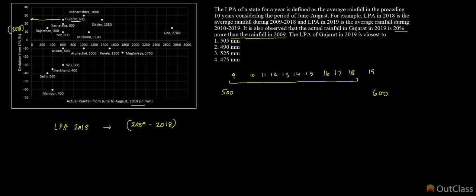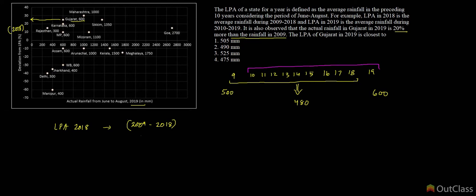Now it is also given that Gujarat's rainfall in 2019 is 25% more than the LPA of 2018. Now 600 is 25% more than 480. So this average is 480. The question is, the LPA of Gujarat in 2019 is closest to what? They want the average for these 10 years.